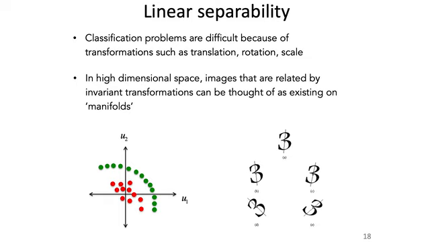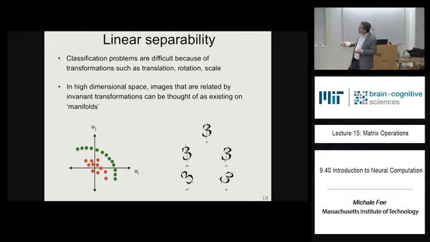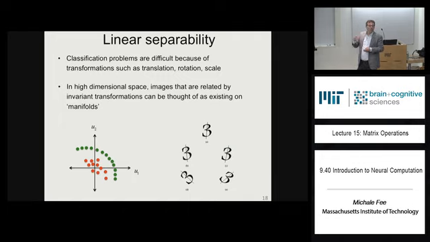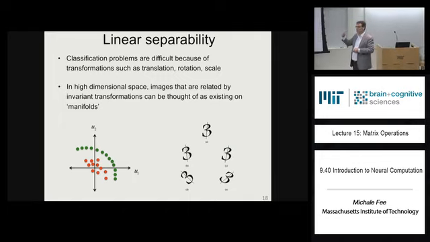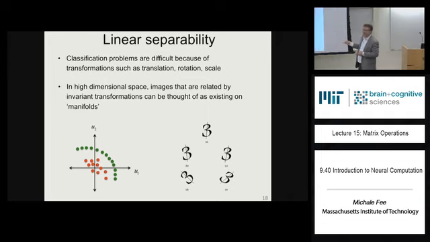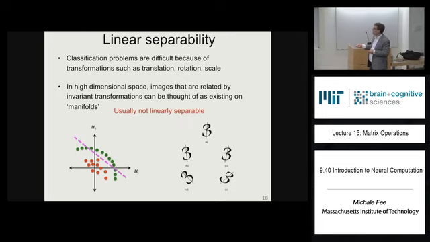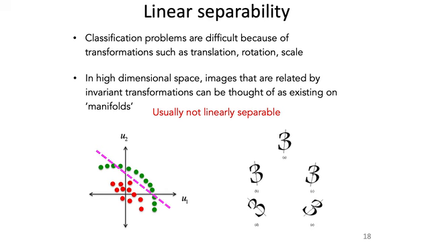So all those numbers exist on what's called an invariant transformation. Okay? And now how would we separate those images of threes from all the other numbers or letters? How would we do that? Well, we could imagine building a multi-layer perceptron. Here I'm showing that there's no single line that separates the threes on this manifold from all the other digits over here.